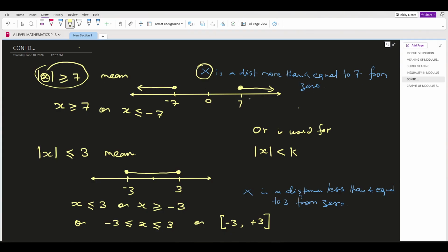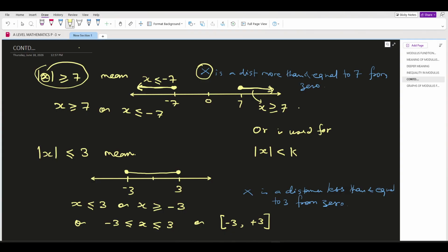Again, there will be two such things. The x will take two sets of values, included 7 and greater than 7, and included minus 7 and less than minus 7. Okay, so this is x greater than or equal to 7, and this is x less than or equal to minus 7.